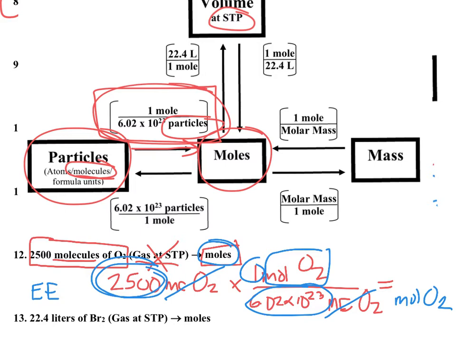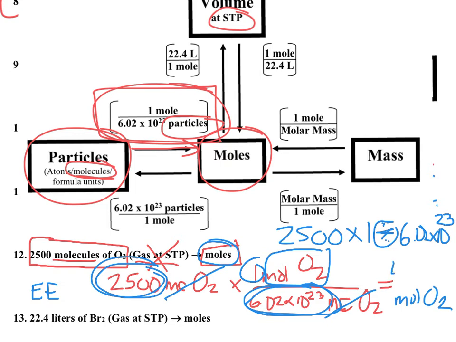So let's take 2,500. We're going to multiply by the top, which is 1, and divide by the bottom, which is 6.02 times 10 to the 23rd. This is division, by the way, over here. We're dividing. All right, now that we've done 2,500 times 1 divided by 6.02 times 10 to the 23rd, you end up with 4.51 times 10 to the negative 21st. So it's a really, really small number.